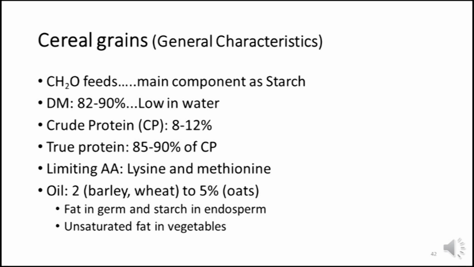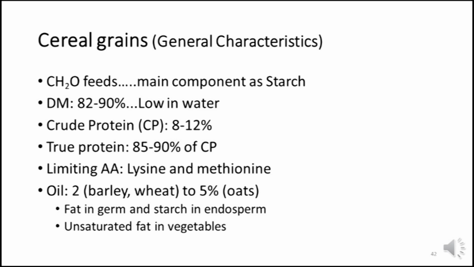Then about the general characteristics of cereal grains, they are carbohydrate feed. The major component of the grain is starch. Their dry matter contents are between 82 to 90%, and their moisture content is very low. Usually we purchase grain for animal feeding which contains less than 15% moisture. Protein contents are variable in different cereal grains, between 8 to 12%.